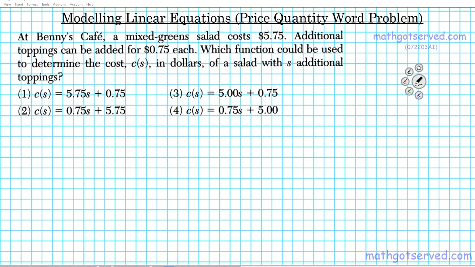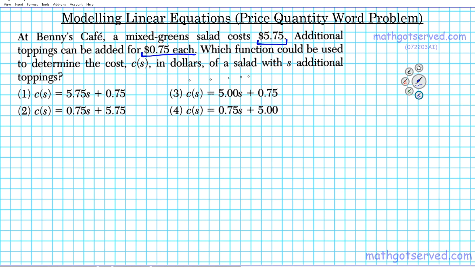a variable cost component. Alright, so for the salad, you have a base price which is $5.75. Alright, but then if you want to start adding toppings onto it, you then have the variable component, which is 75 cents per topping.